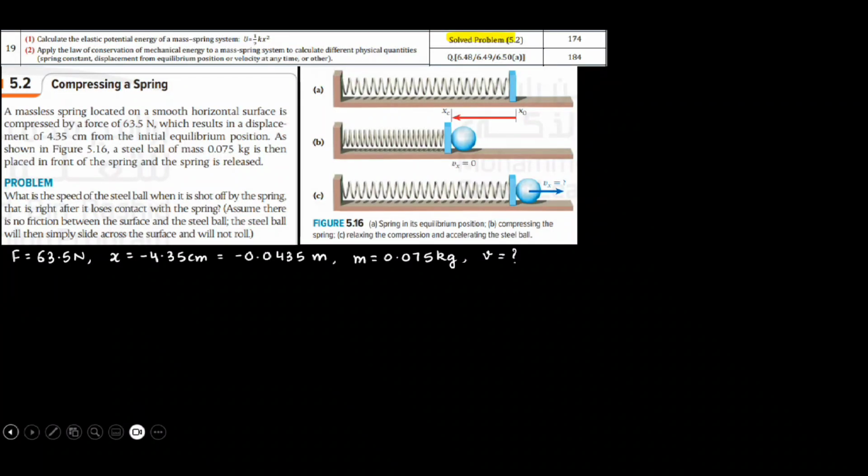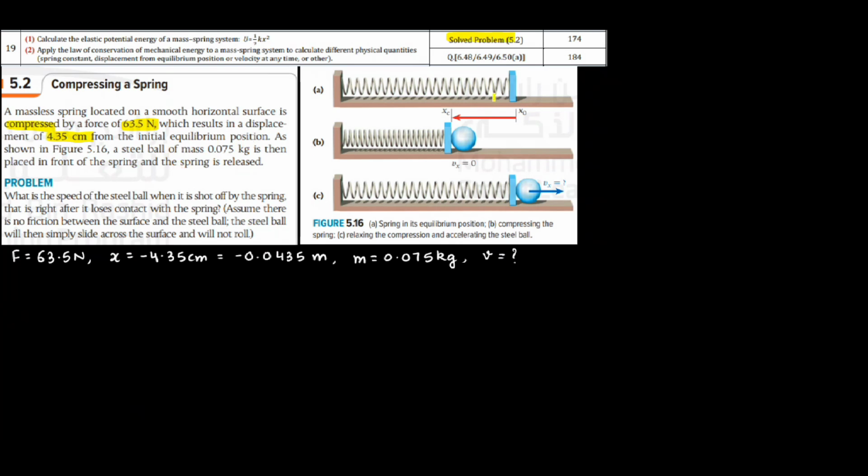In this video, we are going to discuss solve problem 5.2. The question says a massless spring located on a smooth horizontal surface is compressed by a force of 63.5 Newton, which results in a displacement of 4.35 centimeter from the initial equilibrium position.